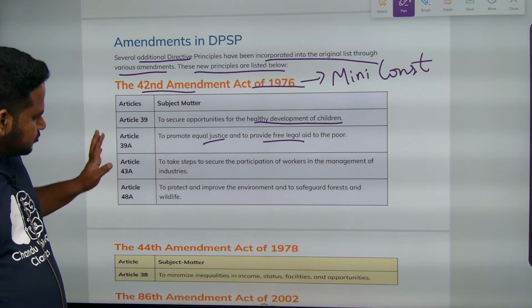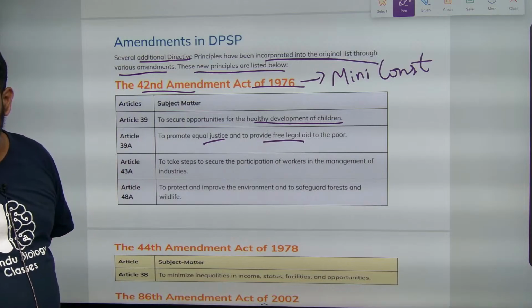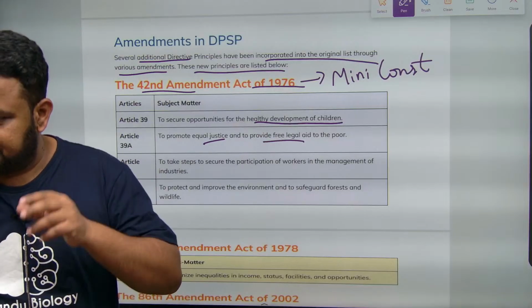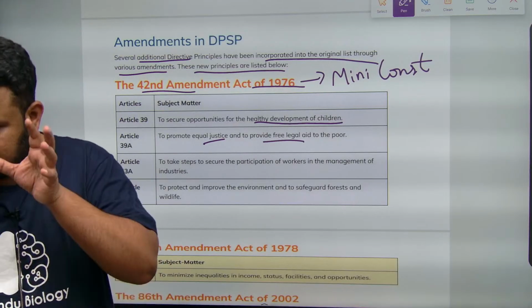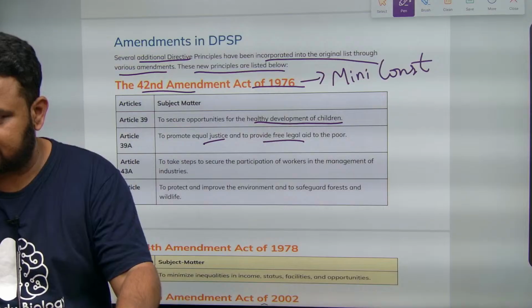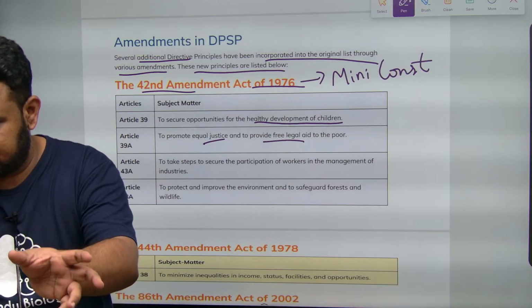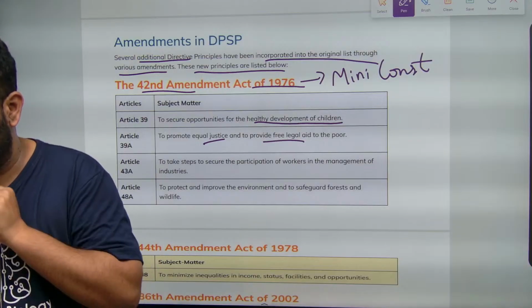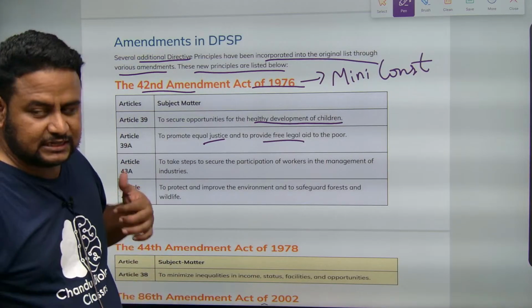Now 39D, what did we say? 39D also we spoke about in the previous class. Equal pay for equal work. Be it a woman, be it a man, if they are doing the same kind of work, they should be paid equally. Just because you are a man, you should not be paid 100. Just because you are a woman, you should not be paid 50. Equal pay for equal work. That is the meaning of Article 39D.